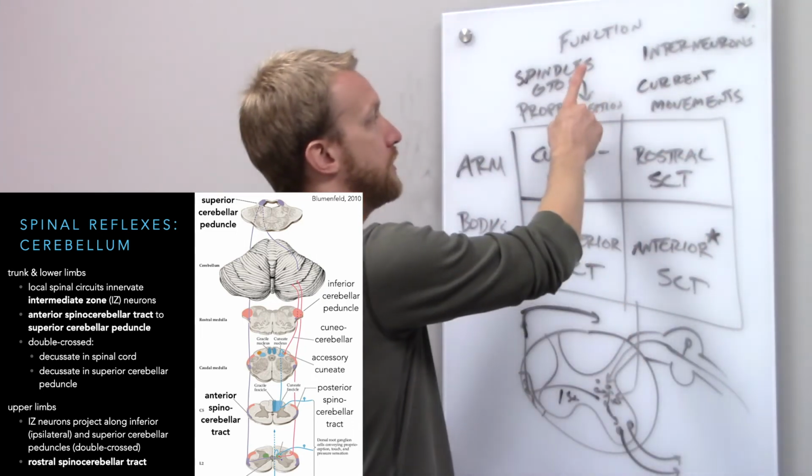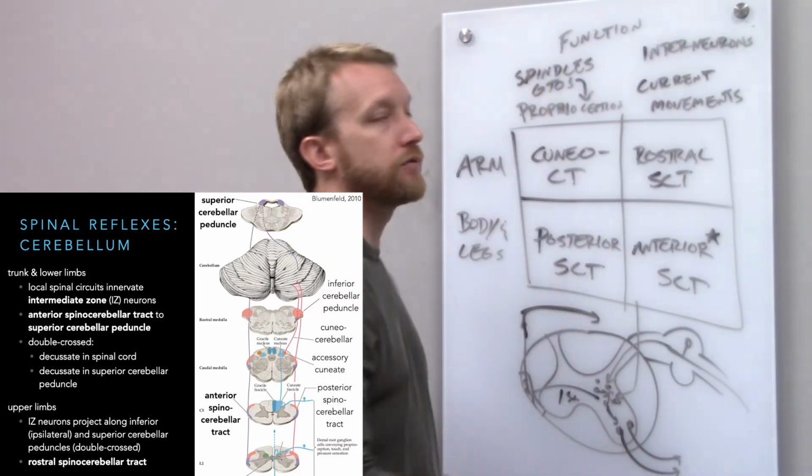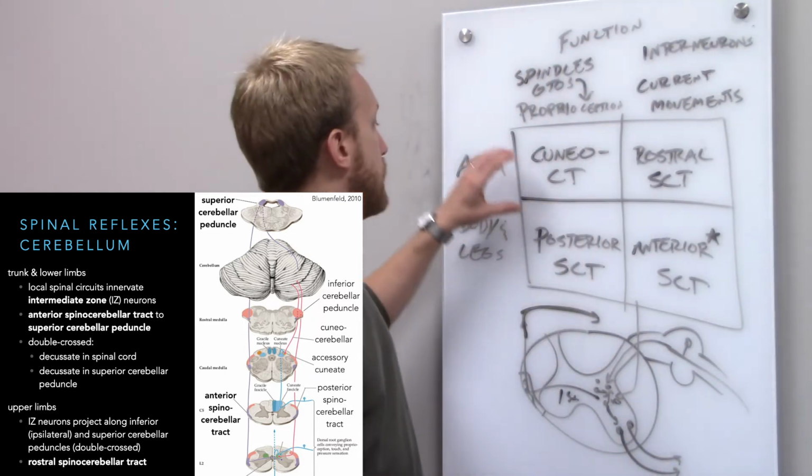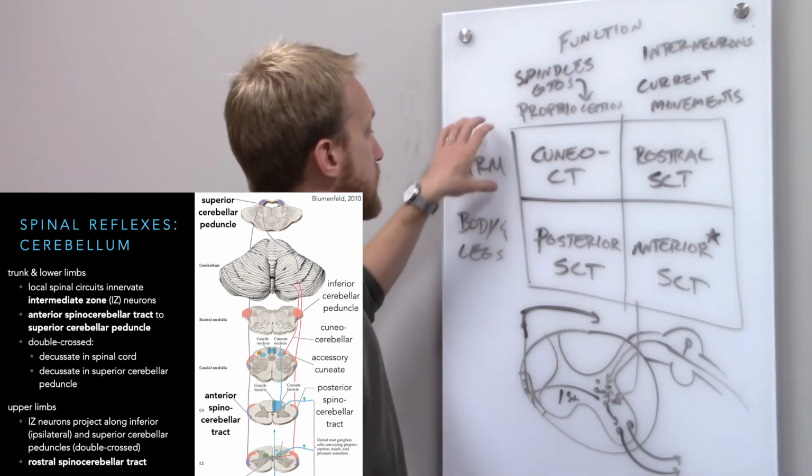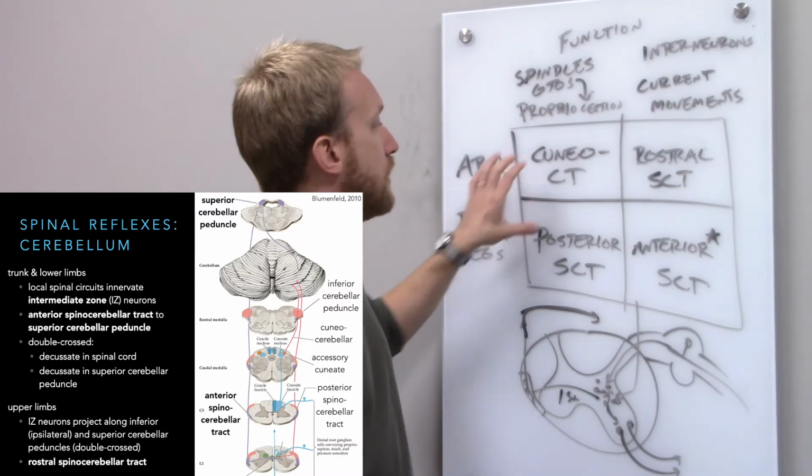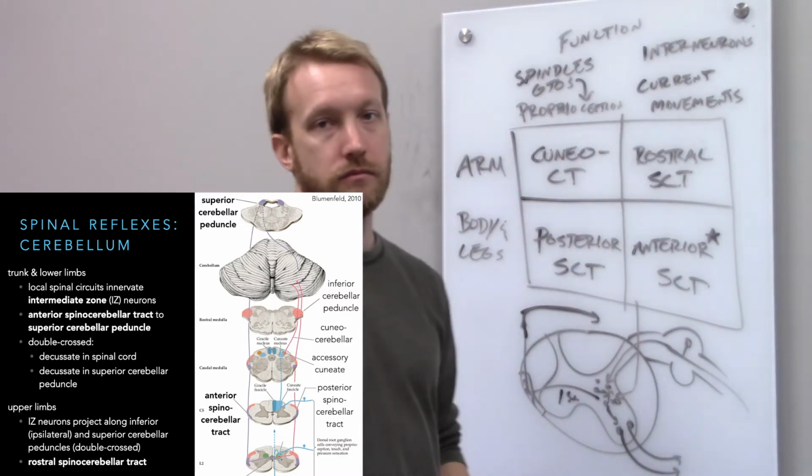They get different types of input, so they deal with different types of information. They also have their distinct body region. Is it the upper limb or the rest of the body? We have a different tract for those.